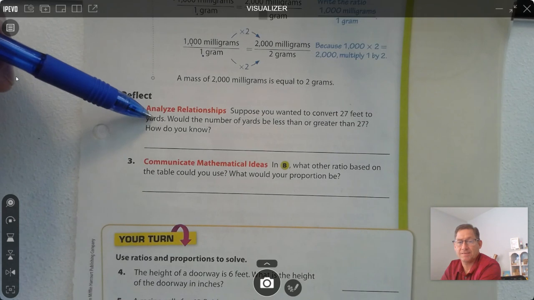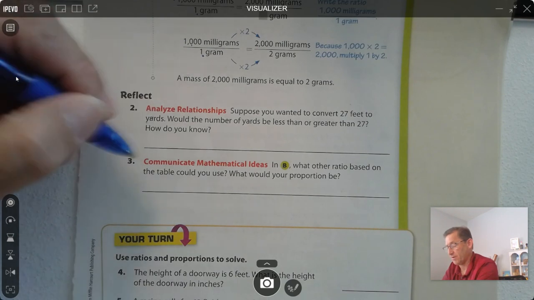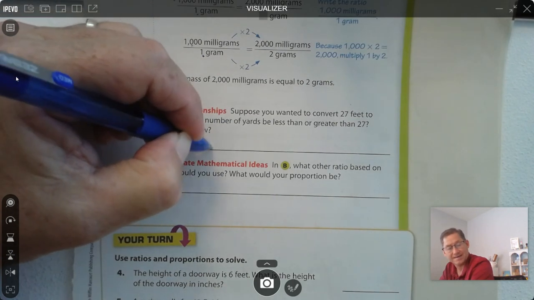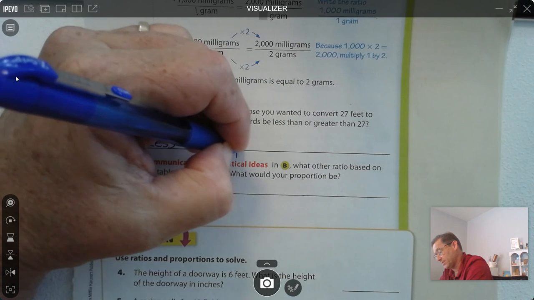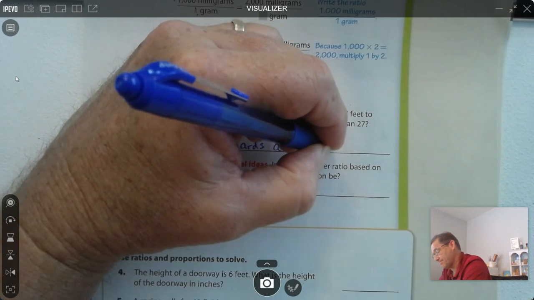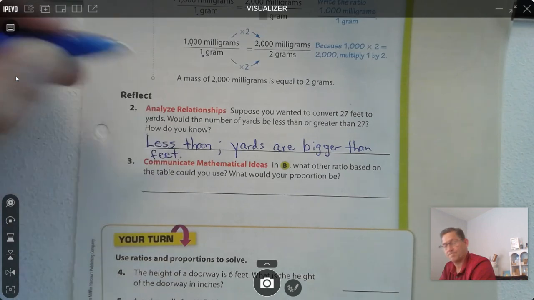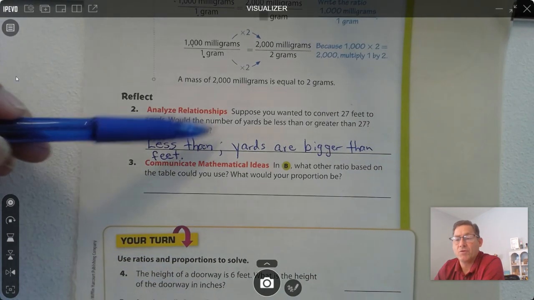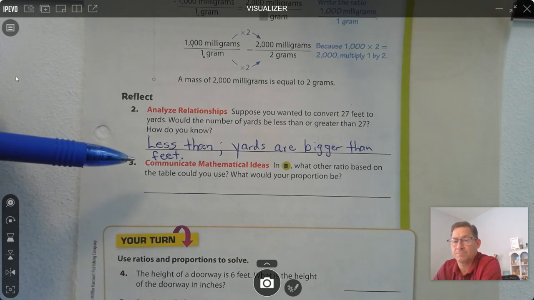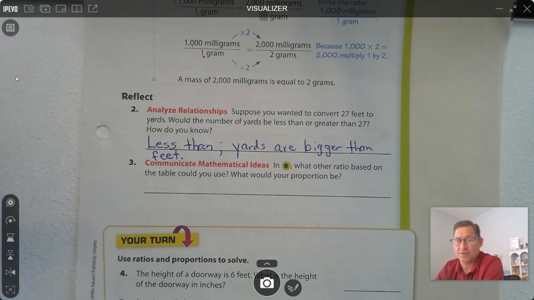The yards are bigger, right? Because it takes 3 feet to equal 1 yard. So the number of yards will be less than 27 feet. Less than, yes, because yards are bigger than feet. Okay, think of it this way. If you had 1 yard, you wouldn't say 1 yard is equal to 1 foot, right? A foot is only 1/3 as big as a yard.